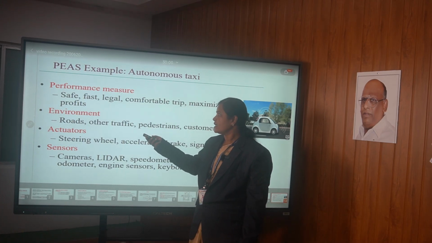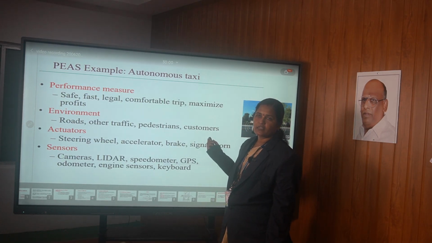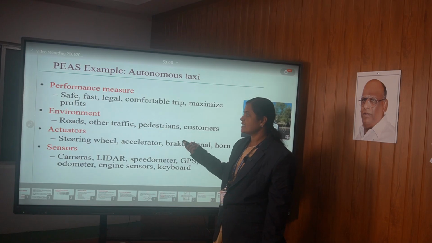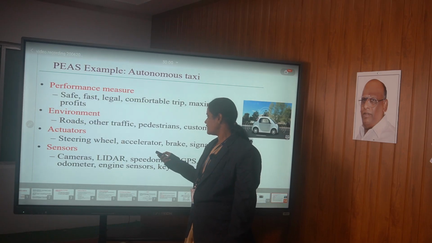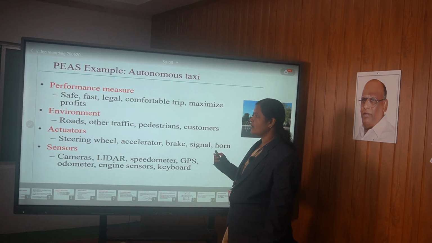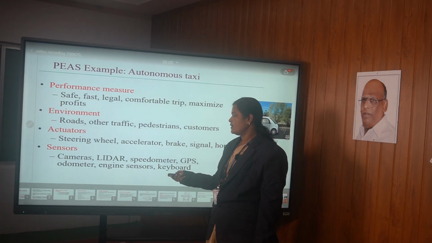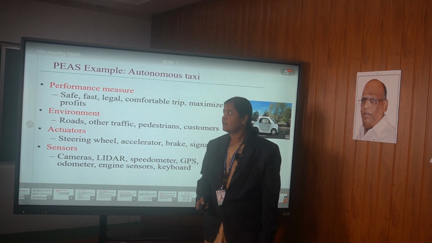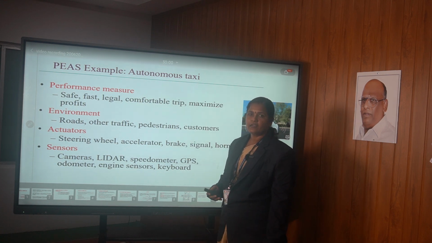And what is the environment? Here it is the roads, other traffic, pedestrians and customers. Usually autonomous taxis will be on the roads, so the other traffic, all that is considered the environment. The actuators here are the wheels and accelerator, brake, signal, and horn. All these are the actuators. And the sensors are cameras, LiDAR, speedometer, GPS, odometer, engine sensors, and keyboards. These are the sensors. So whenever we are designing any agent, first we have to specify this PEAS, then only can we design the agent.